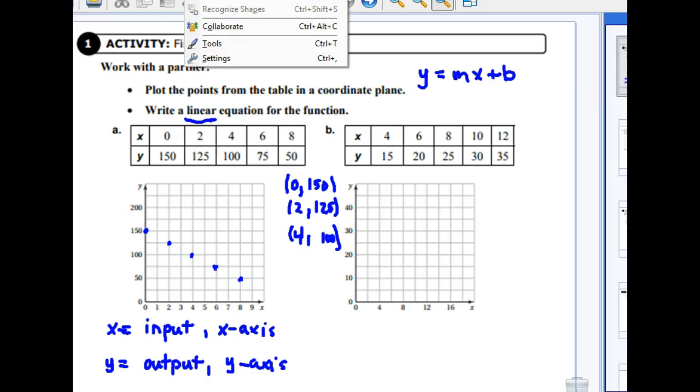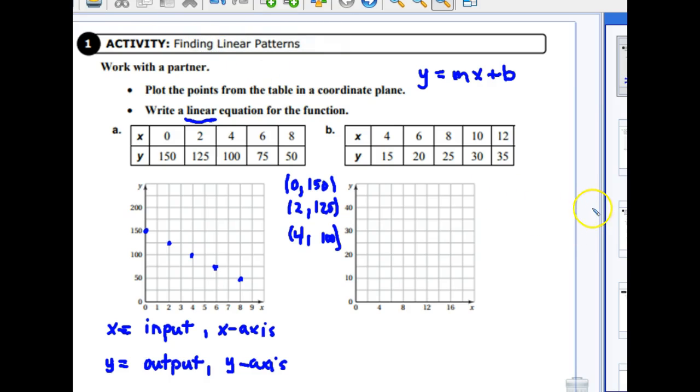I need my tools up. When I connect them, my tools pop up. There they are.